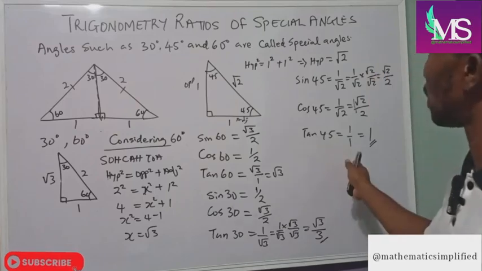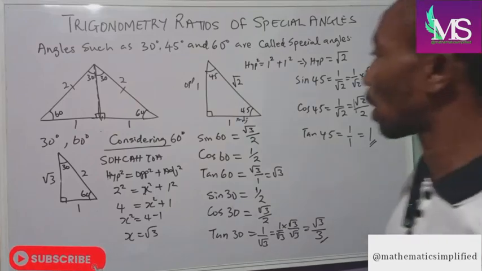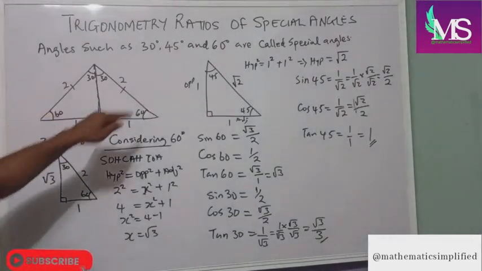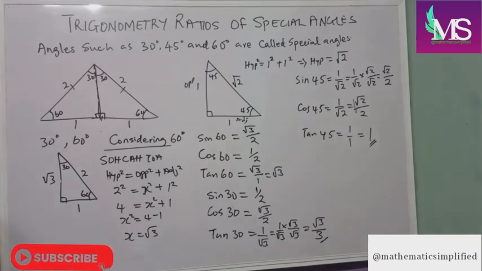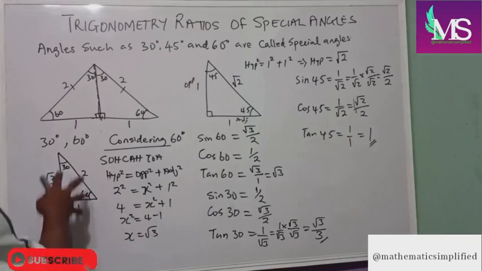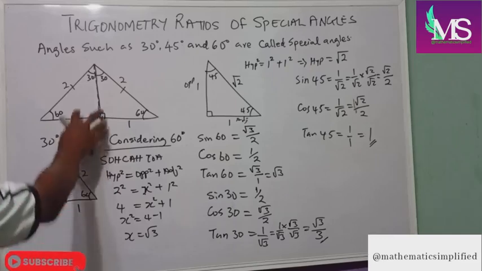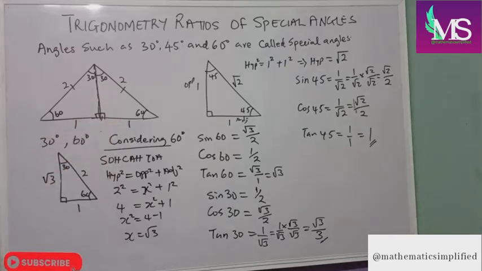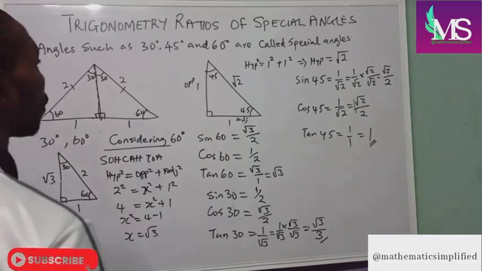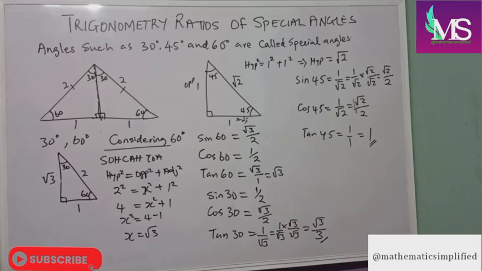So with this, we've been able to find our special angles for 30, 45, and 60. Always bear in mind that for your 30 and 60, you use your right and equilateral triangles to calculate that, and for your 45 degrees, you use your 90 degree right angle triangle for that.